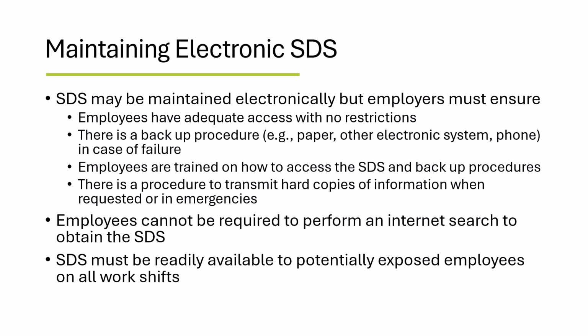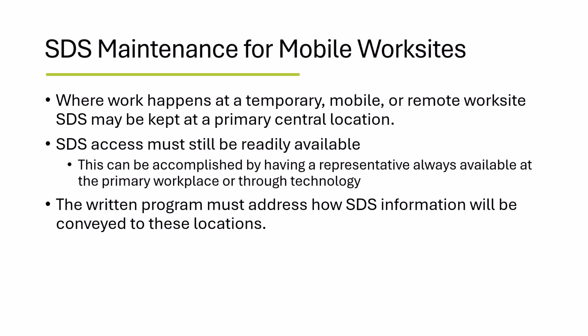Simply providing internet access so employees can search for safety data sheets on the web is not considered adequate for maintaining safety data sheets. For those employees who work at mobile, temporary, or remote work sites, the safety data sheets may be kept at a primary, central location such as the main office or warehouse. If SDS are kept at a central location, employees must still have ready access to the SDS and information. This can be accomplished by having a representative available to handle calls and requests at the central location, or through electronic or technological means. The written program must address how SDS information will be provided to those employees working in the field.